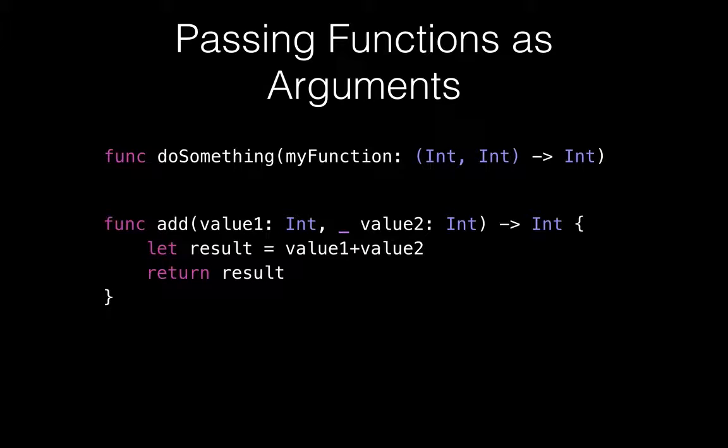The doSomething function takes a function from int to int, and the add function is a function from int to int. So theoretically, it should be possible to pass in the add function into the doSomething function. And in fact, that is exactly what can be done. So in a very simple case, in a very simple call to the doSomething function, it could look like this, that we're basically only passing in the name of this function that has the right type into the doSomething function.